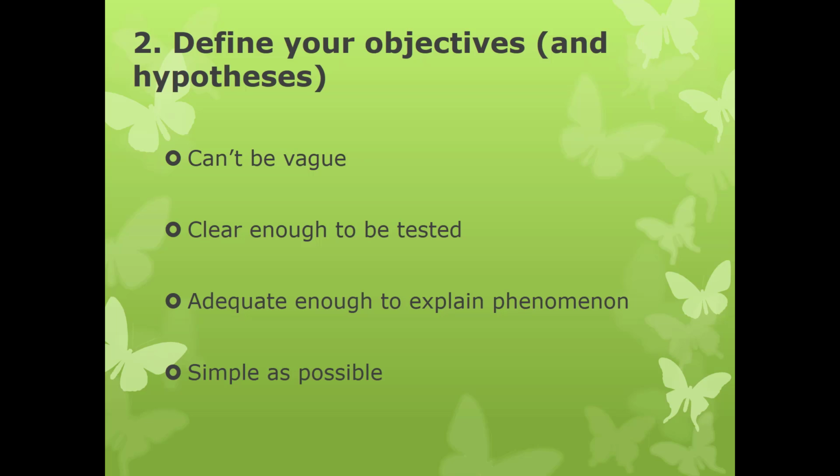Step number two is all about defining your objectives, which are going to be based on your hypotheses. And so the objectives, again, remember, they cannot be vague. They have to be very specific. They have to have an independent variable, a dependent variable, and an experimental unit. And the hypotheses are then going to take that objective and morph it into a statistical test. And we usually do that using an if-then statement.